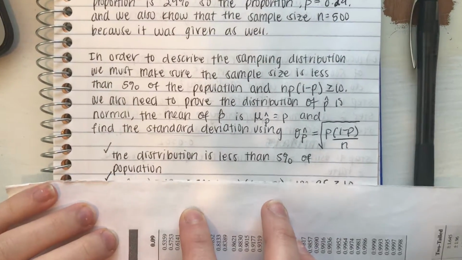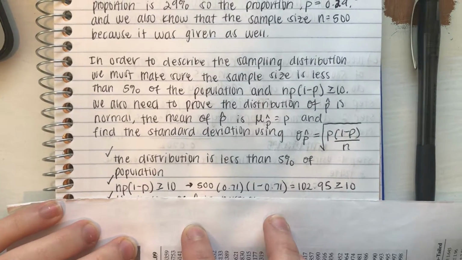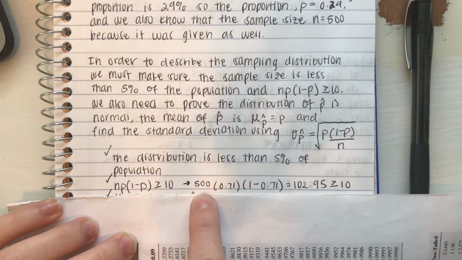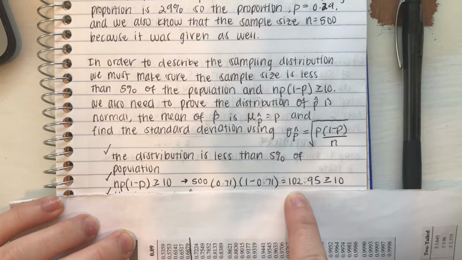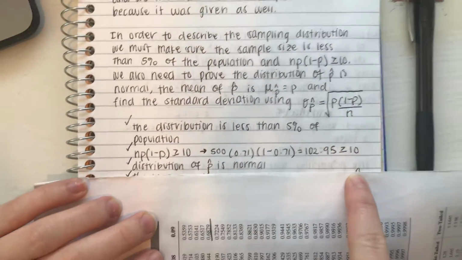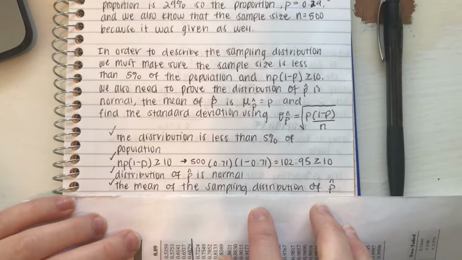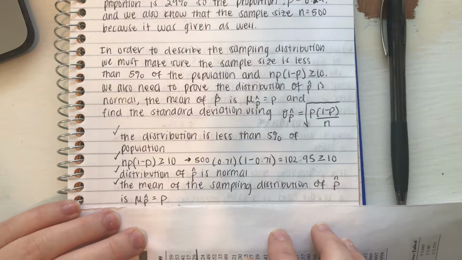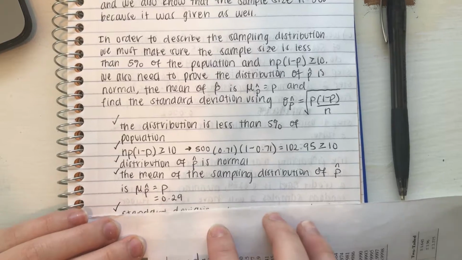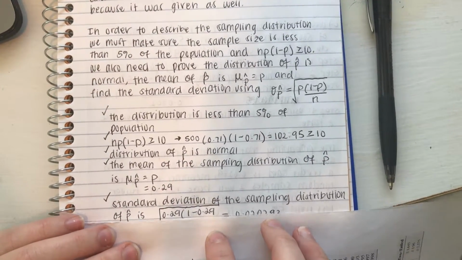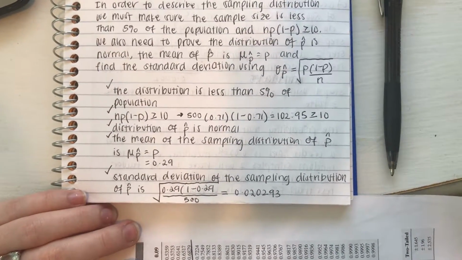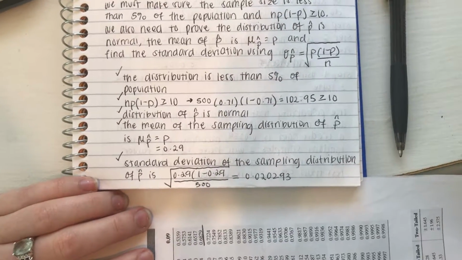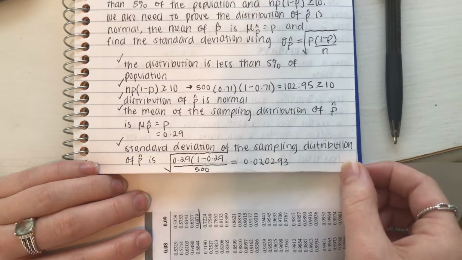So the sample is less than 5% of the population, and np(1 minus p) needs to be greater than or equal to 10. 500 times 0.29 times (1 minus 0.29) equals 102.95, which is greater than 10, which means that the distribution of p-hat is normal. The mean of the sampling distribution of p-hat is mu p-hat equals p equals 0.29, and the standard deviation of the sampling distribution of p-hat equals the square root of 0.29 times (1 minus 0.29) divided by 500, which equals 0.0202, so this distribution is approximately normal.